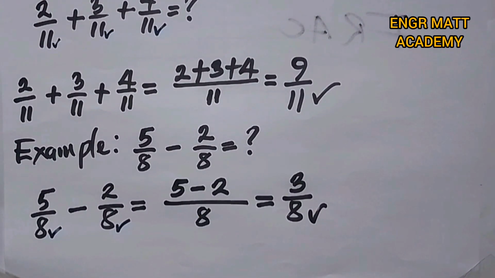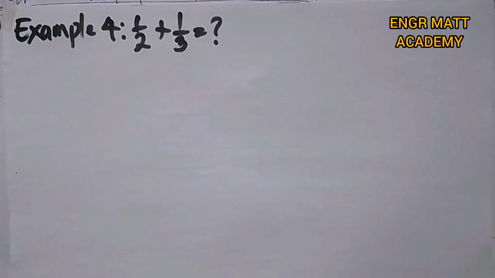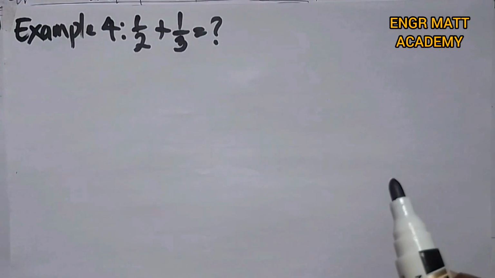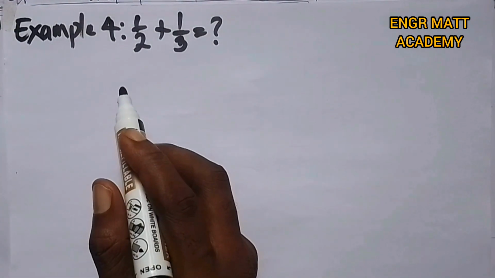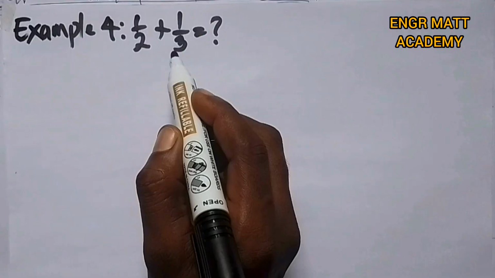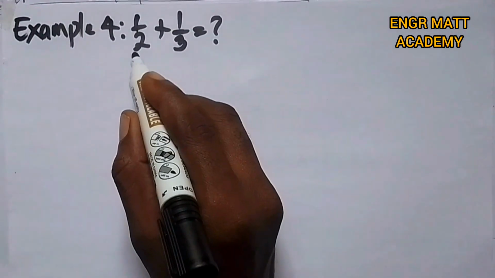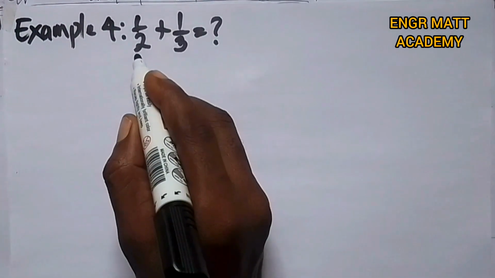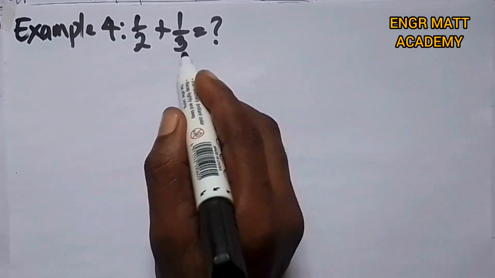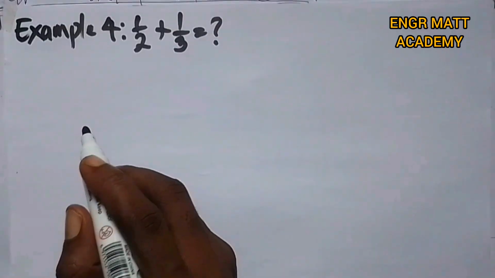What about when the denominators are not the same? Let's go there. Now, this is a case where the denominators are not the same. Remember, when the denominators were the same, we stick to the denominators. But in this case, the denominators are not the same. So the first step here is to look for the LCM of the denominators. Since we have 2 and 3 here as the denominators, we look for their LCM.